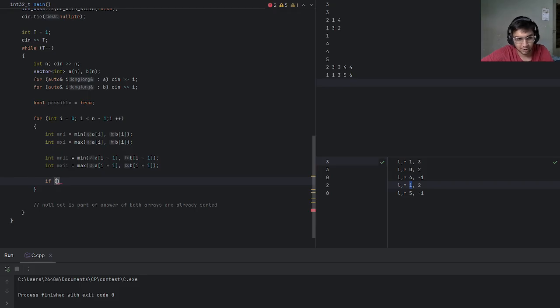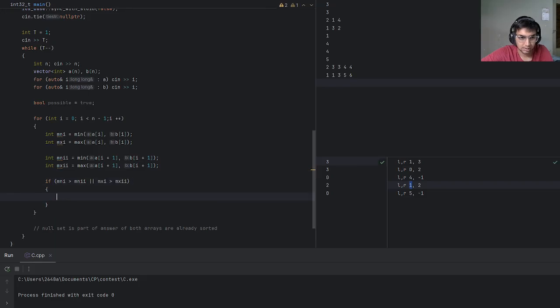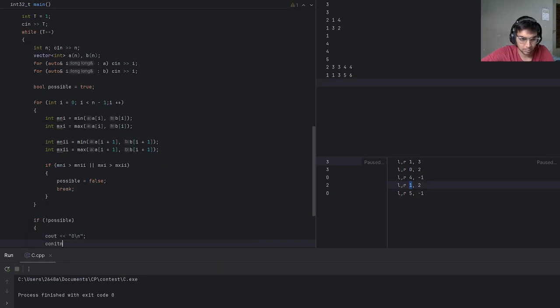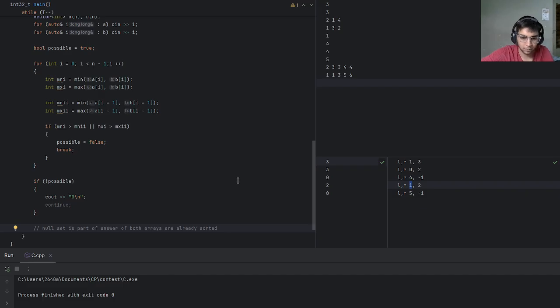next index, and maximum of this index should be less than maximum of that index. But if minimum of I is greater than minimum of the next index or maximum of I is greater than maximum of next index, then this thing isn't possible. Possible is false. If not possible, there is no subset possible. So yeah, you'll do that. Okay, good. Hopefully it works, and I don't think there is any answer like that either.